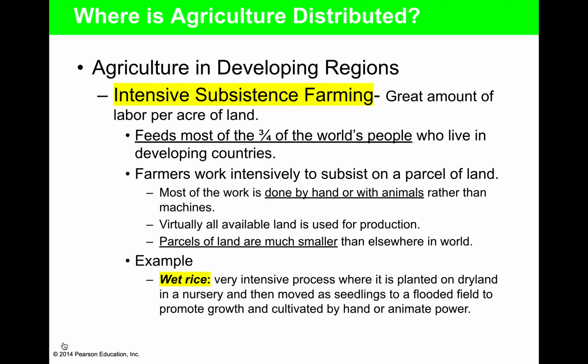Most of the farmers do the work by hand, and so it's hard labor. They have, in some cases, animals. Virtually all the land is used intensively, leaving no space. Again, narrow roads and building up right to the house of the farmers, of the family farmers. And the parcels of land are significantly small.